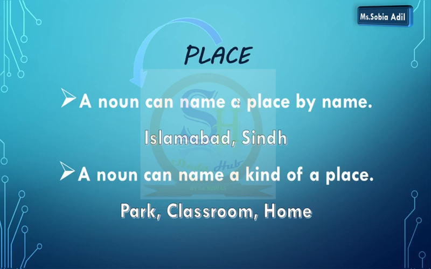Place. A noun can name a place by name. Islamabad, Sindh, etc. Right? It can be Islamabad, it can be Sindh. So these are the names we use for those places. A noun can name a kind of a place. A kind of a place, हम places को भी divide करते हैं different categories में, and those places can be a park, right? ये noun है. Classroom, home, right? So these are the nouns we use for specific places. हम उनके लिए use करते हैं.